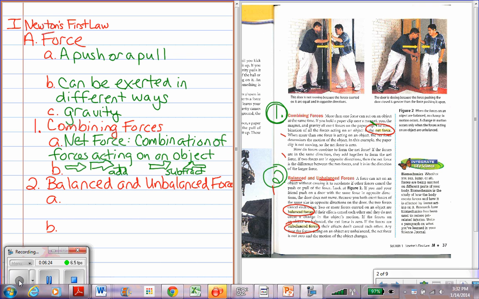Okay, we have two definitions here. So, balanced forces.